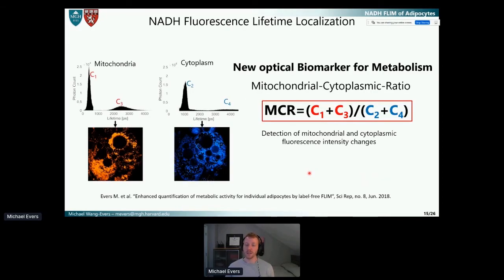So based on this, we created a new optical biomarker, and we called it the mitochondrial cytoplasmic ratio, or the MCR metric, which is showing the fluorescence intensity differences of mitochondria versus the cytoplasm, and it's the intensity. However, how we find the mitochondria and the cytoplasm is based on the fluorescence lifetime.